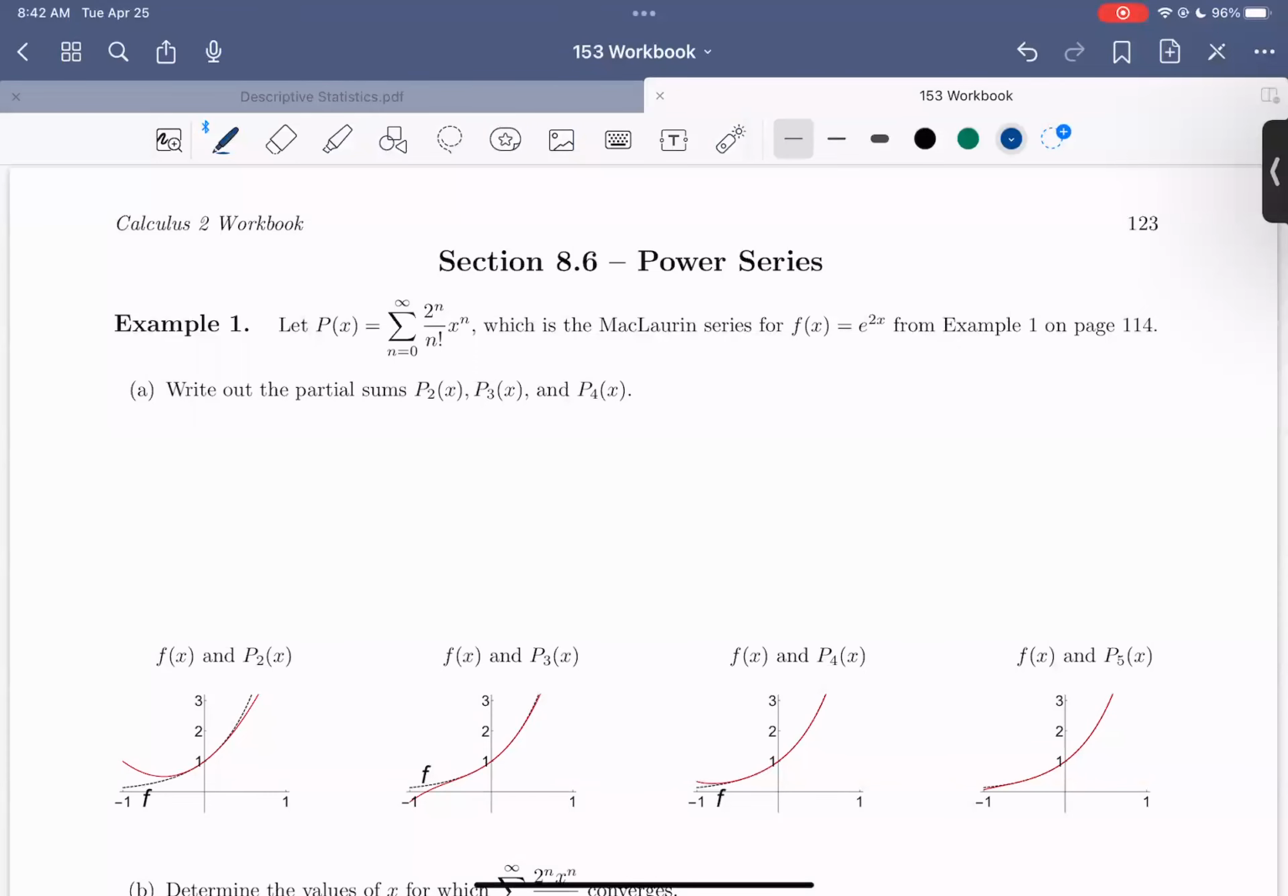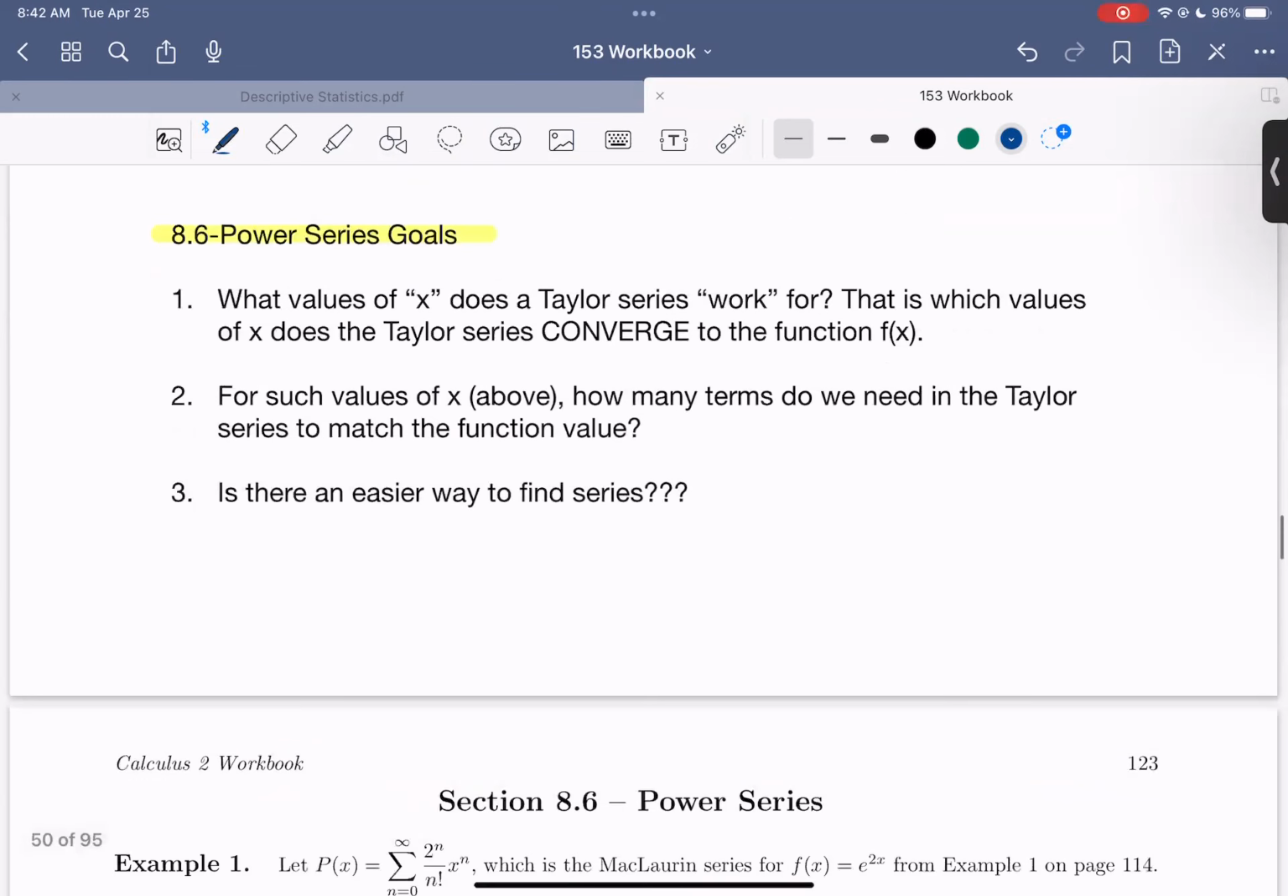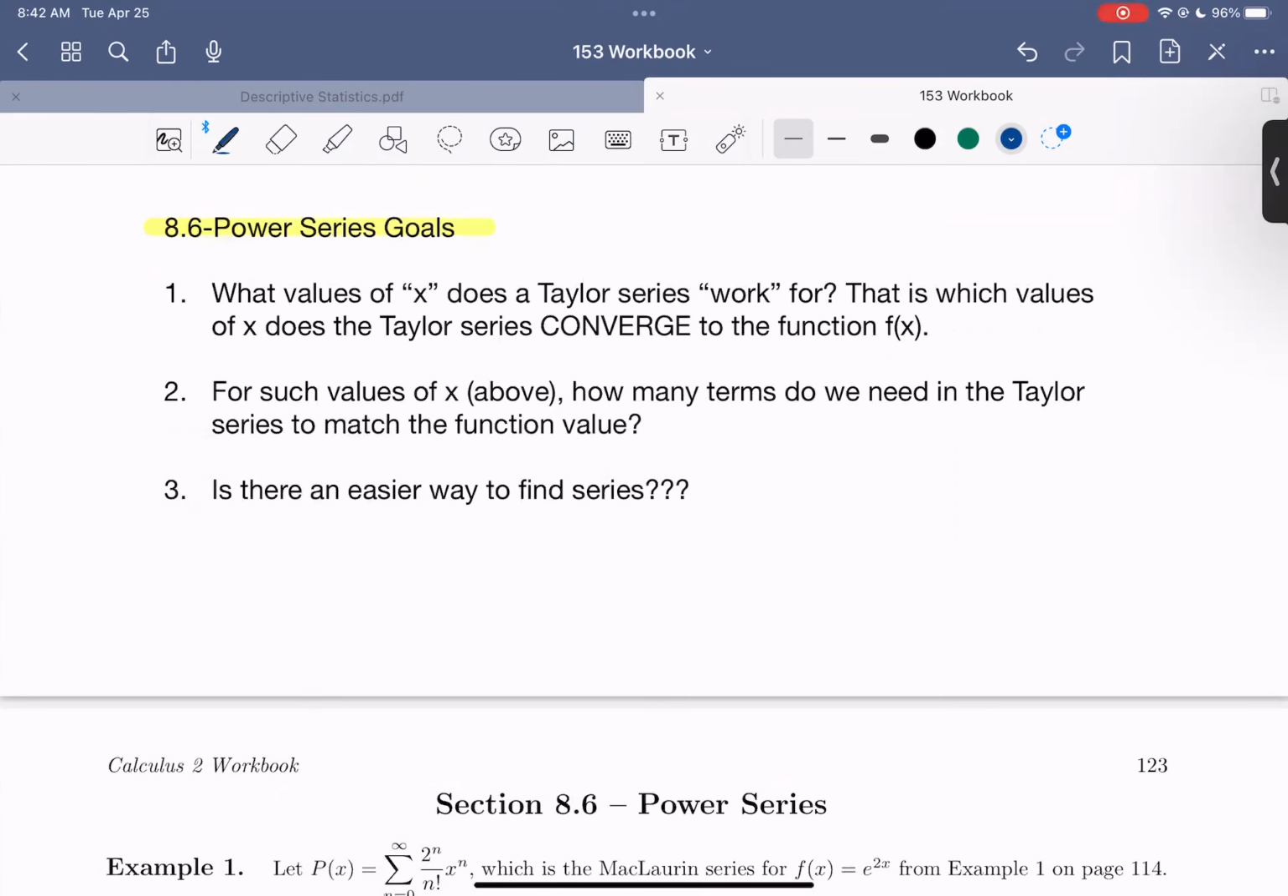Hello, everyone. In this video, we're going to begin section 8.6 in our workbook on power series. Before getting started in the first example, I've just listed here some of the main goals of this section. There are three main things that we want to look at here.